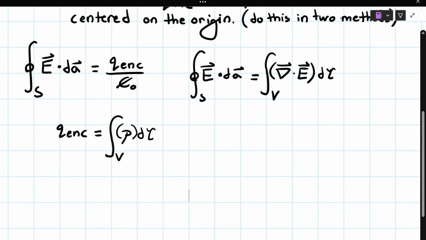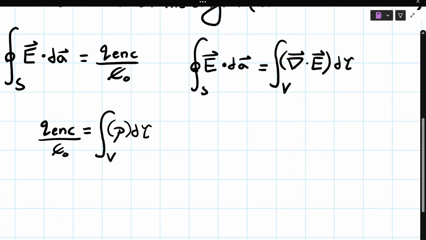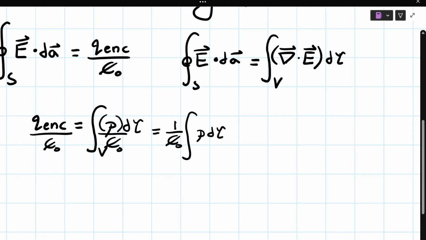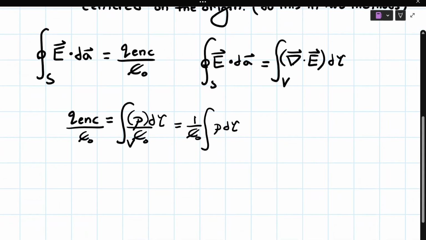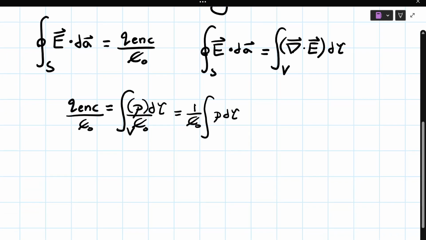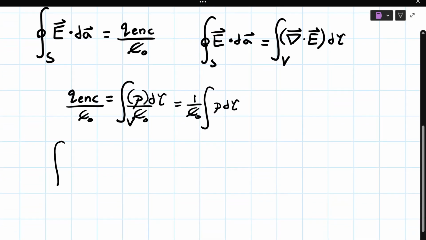Now, we also know that if we were to divide this by epsilon naught, the result would be the same, since we can apply linearity. If I divide this by epsilon naught, I can apply linearity and recognize that Q enclosed over epsilon naught is equivalent to just rho d tau over epsilon naught. So far, so good. And so we can then recognize that there are a lot of things set equal to each other here, and we can put that all in one format.